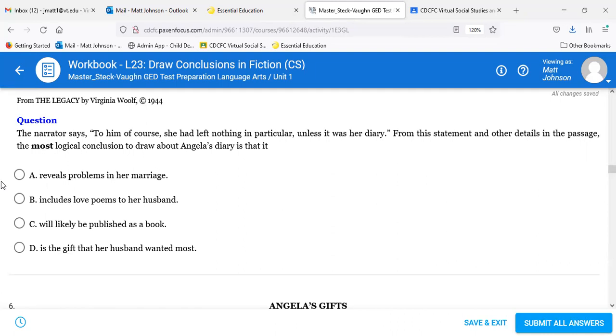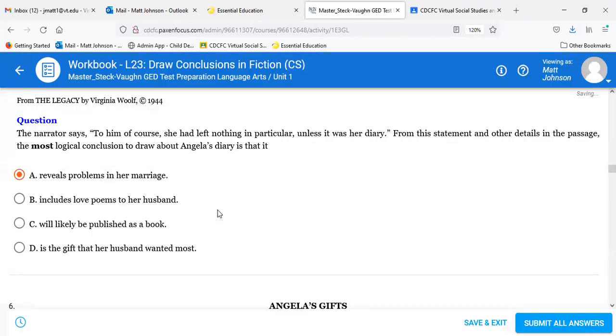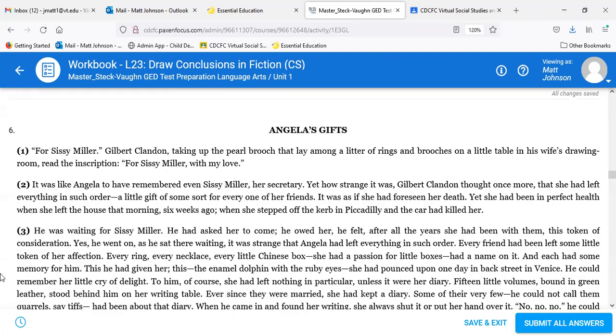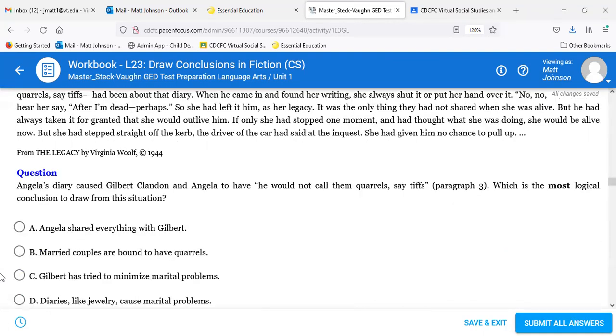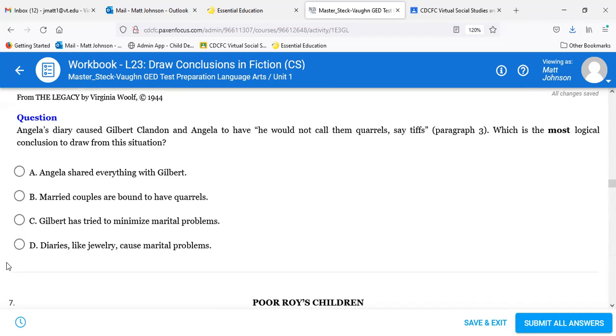Is it A or B? It's A, yeah. She leaves stuff for everybody else, but maybe her diary for him. So yeah, there might be trouble in paradise, right? She might be thinking a little more about others than him, and that could be an issue there. And we might see a little more about that in number 6 here, I believe. Christiana, could you read number 6 for us?